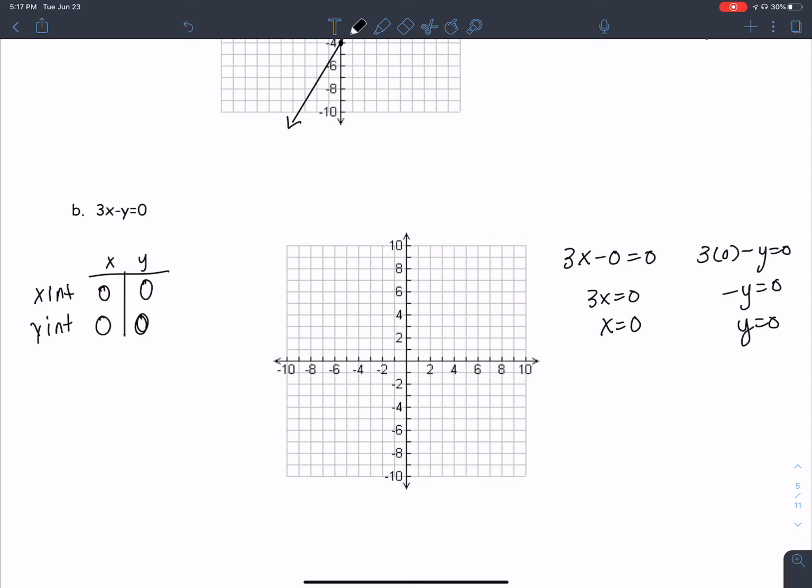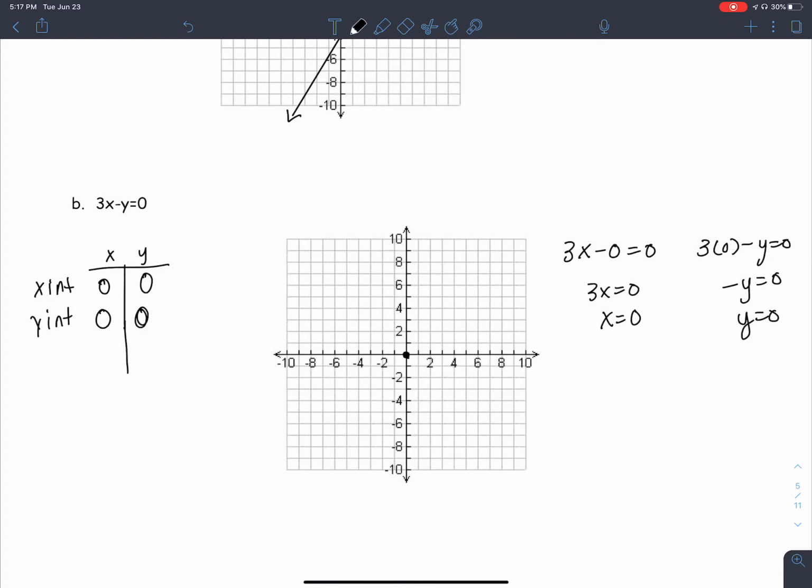Okay, so here's the issue with this. I only have 1 point. So here's what I'm going to have to do. I'm going to have to pick another point. Well, good thing I taught you how to use tables. Okay, so let's pick another x-coordinate. So we already used 0. Let's use 2. Okay, so I'm going to put 2 in for x.